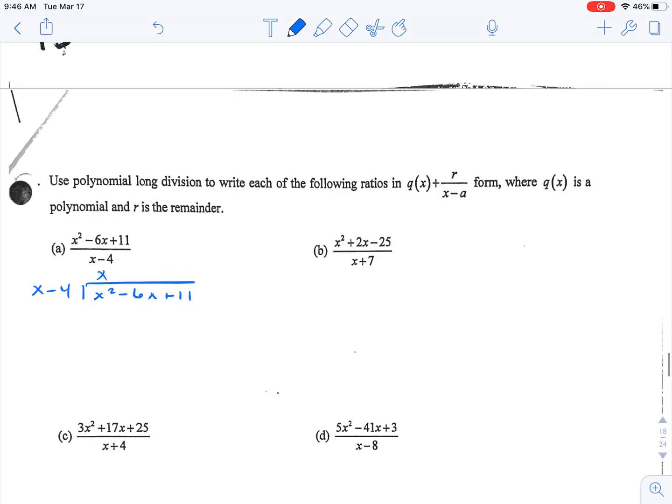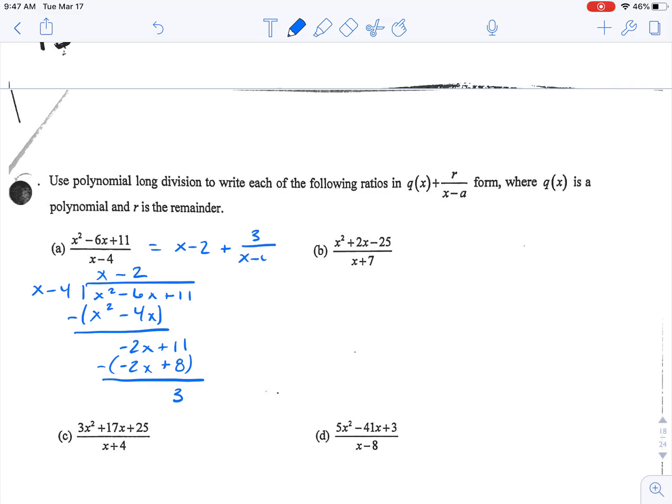Okay, x times x is x squared. Distributing and subtracting. Negative 6 plus 4 is negative 2x. Bring down the 11. X times negative 2 is negative 2x. Okay, distributing, we'll get this. And 11 minus 8 is a remainder of 3. So here we get quotient x minus 2 plus remainder over the x minus 4.